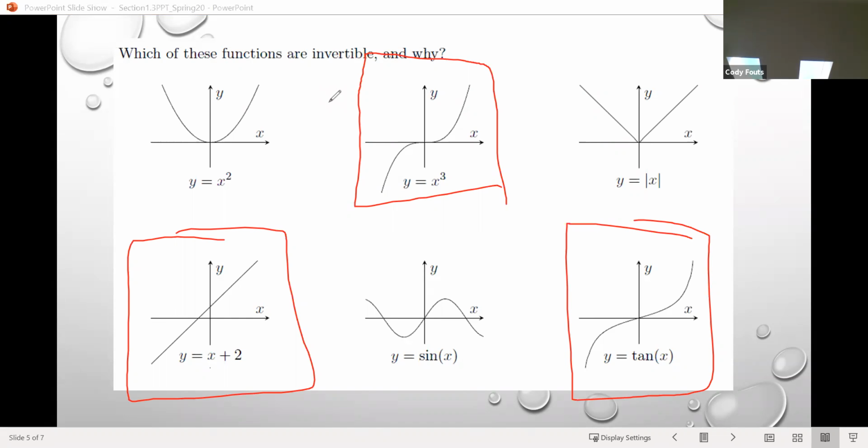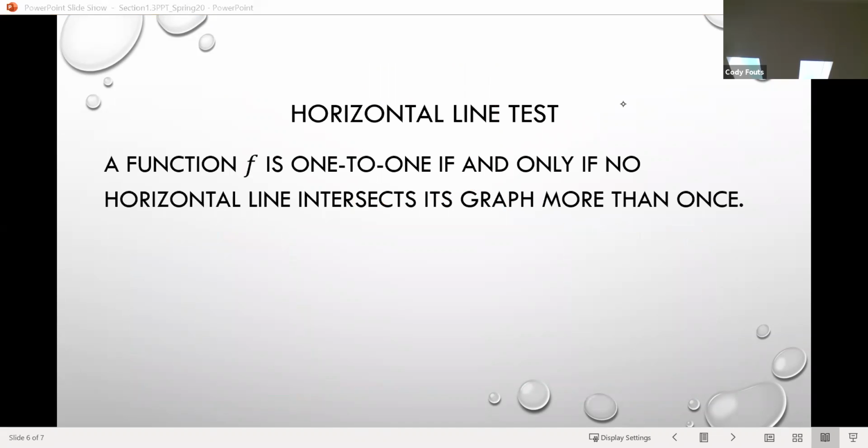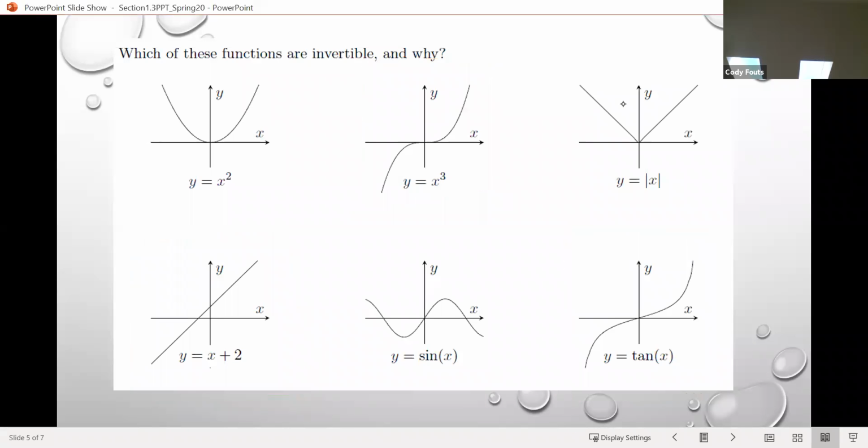Well, if you read the last slide before I went away, what you probably noticed was they all passed the horizontal line test. Remember, a function is one-to-one, or invertible, if and only if no horizontal line intersects its graph more than once. So if we can't draw a horizontal line that intersects the graph more than one time, then the function does have an inverse.